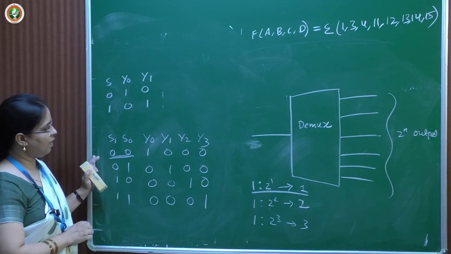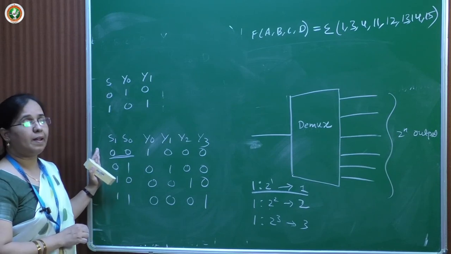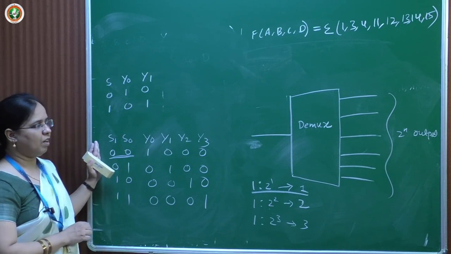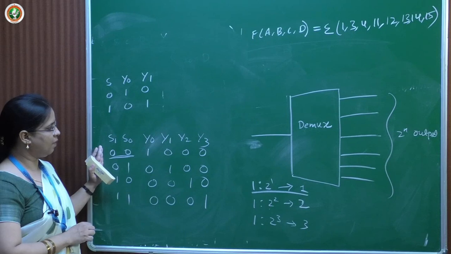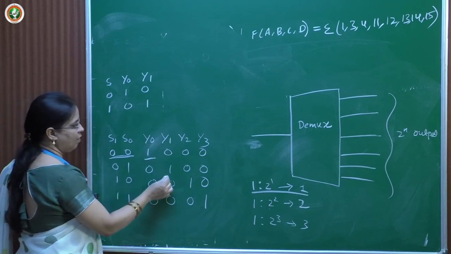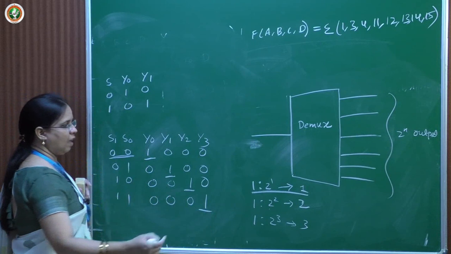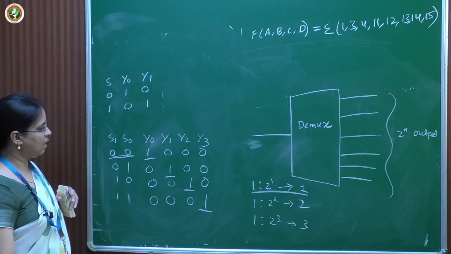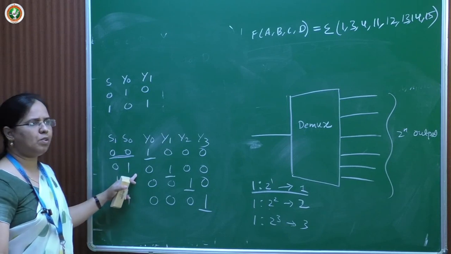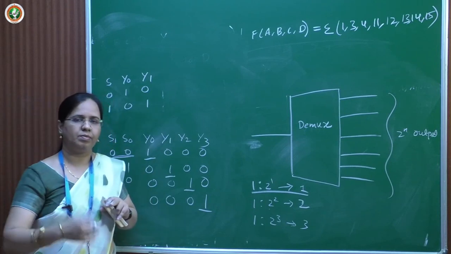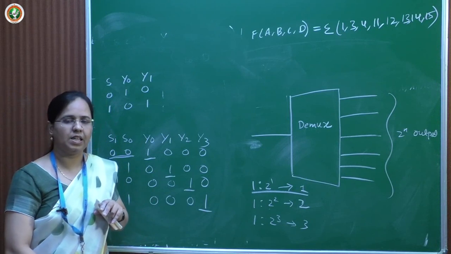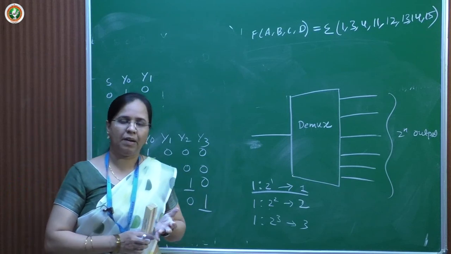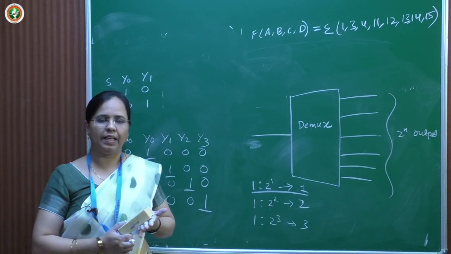If you see this table, it looks somewhat similar to a decoder. Okay. So, you can try to design the logic circuit for this. First, obtain the Boolean expression for Y0, Y1, Y2 and Y3. I am going to get 4 product terms. Okay. So then design the logic circuit. It is almost similar to a decoder circuit.